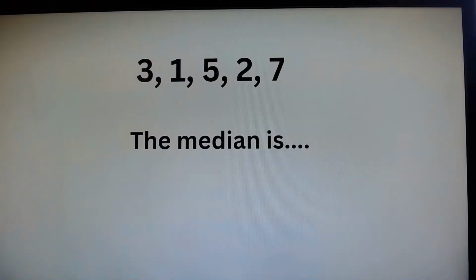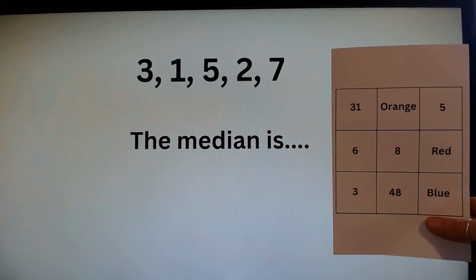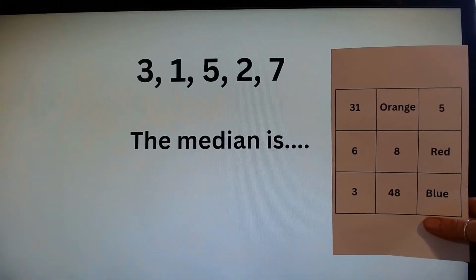Okay, question number 3. 3, 1, 5, 2, 7. The median is, and you've got to decide what the median number is here. I'll show you the options. So 3, 1, 5, 2, 7. The median is, choose which one is the median from this grid. Which one's the median?